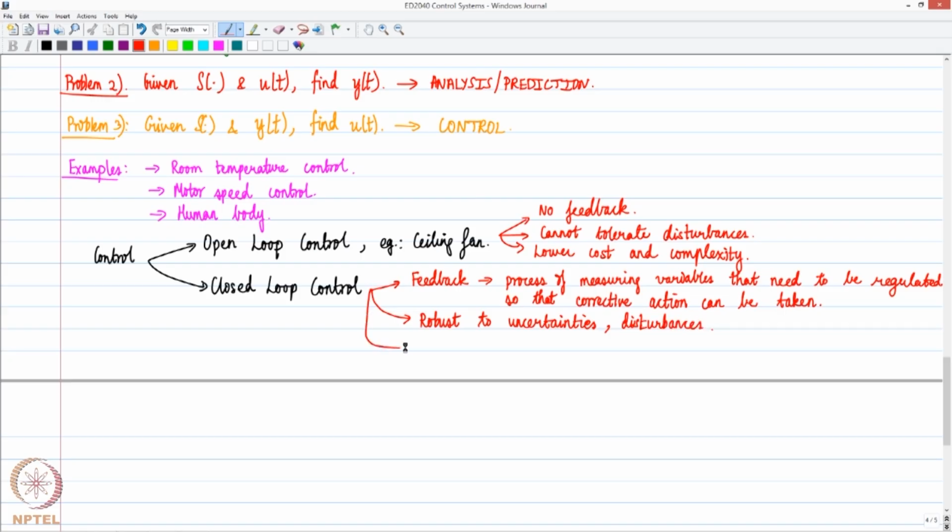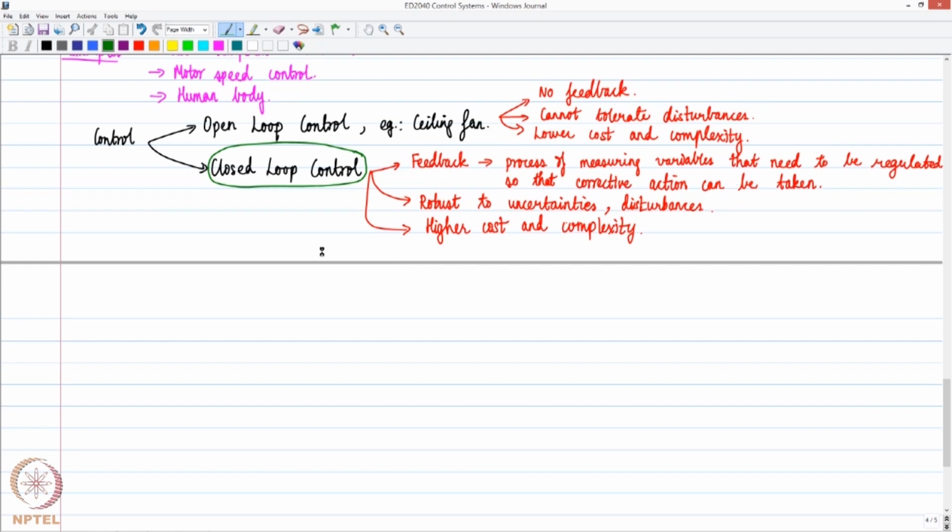But the flip side of closed loop control is that the cost and complexity are higher, okay. So, in this particular course we are going to deal with closed loop control, okay. So, that is what we are going to deal with in this particular course, okay.